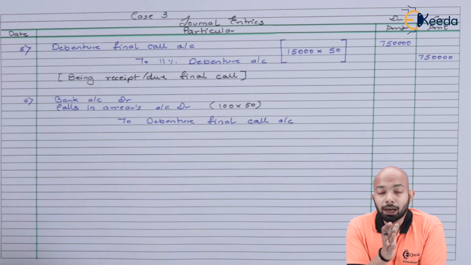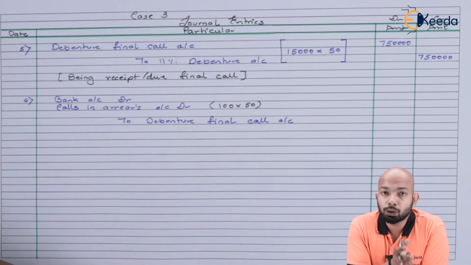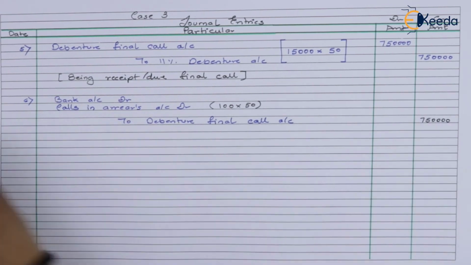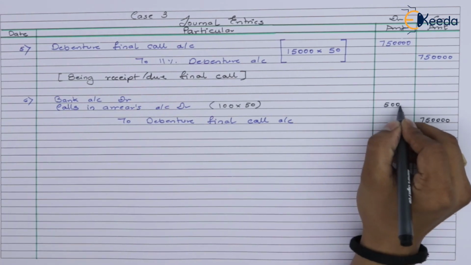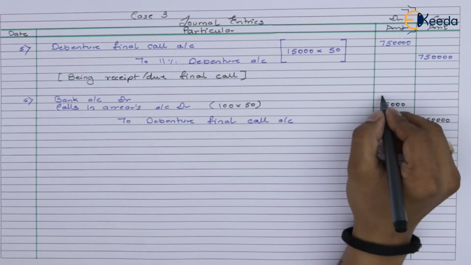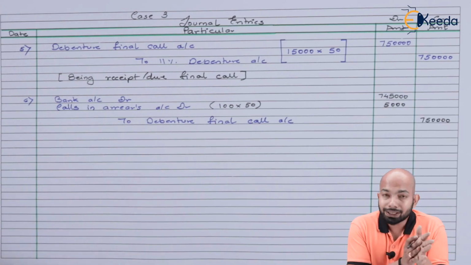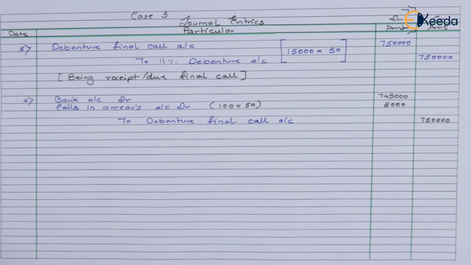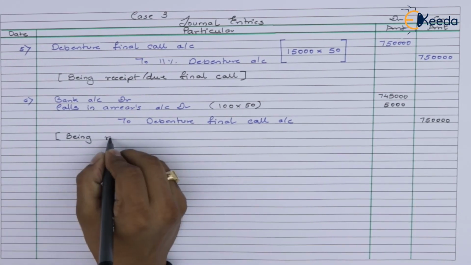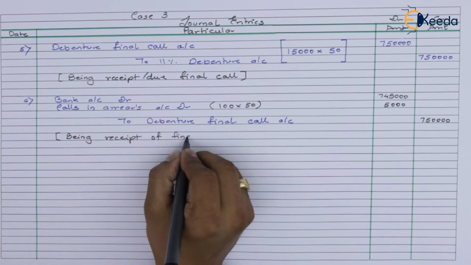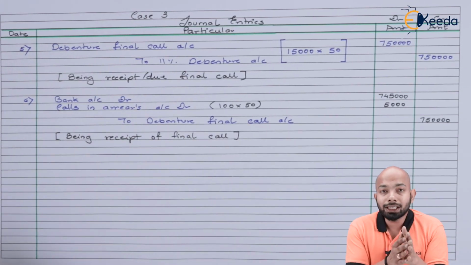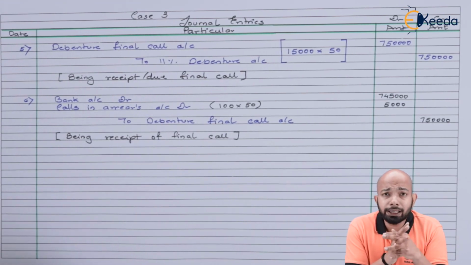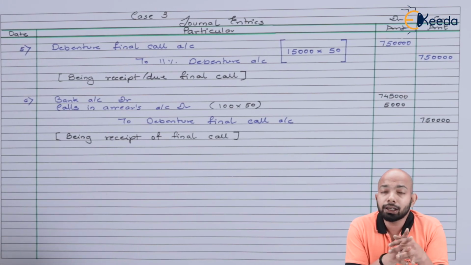Now, the call scenario will be 100 debentures for which final call money was not paid. So that is calls in arrears. So total amount that we have received in our bank account is only 7,45,000. Let's mention the narration now. Now with this, we have completed the entries related to this specific case study. Next part is to prepare the relevant accounts.